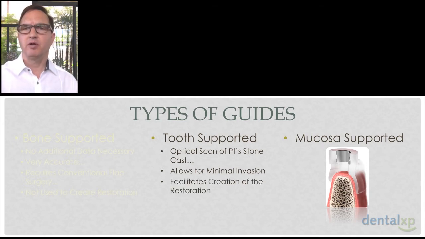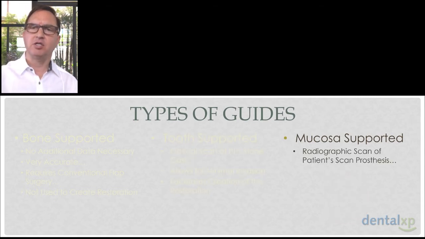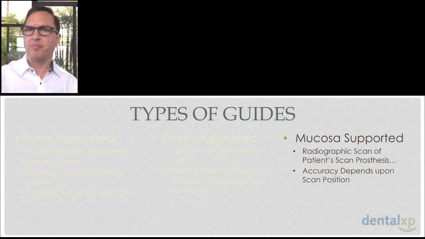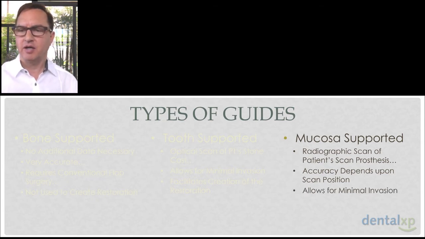The mucosal-supported guide is one of the most challenging in that it often requires a radiographic scan of the patient's complete denture, and/or a radiopaque prosthesis can be created, or a radiographic scan of the patient's pre-prosthetic device. And that, if it's radiopaque, can be positioned in the patient's mouth. And if that is scanned properly in the proper position, it works perfectly well, but the accuracy depends on the prosthesis position when the patient is being scanned. It does allow for minimal invasion, and it can be utilized to create the restoration.